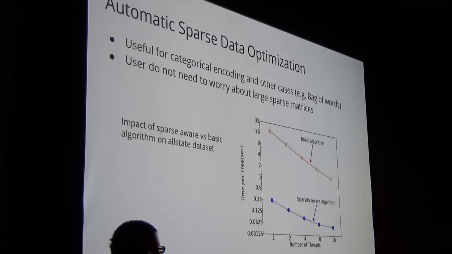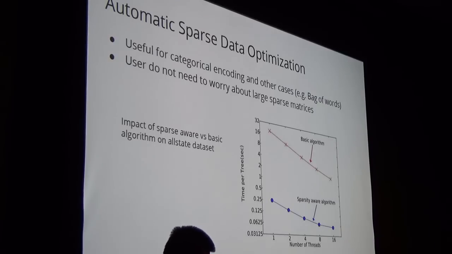For example, this is the comparison between whether you use the sparse aware approach or not. You can find many orders of magnitude of difference. And the difference is not only in computation cost, it's also in the storage as well. Okay.